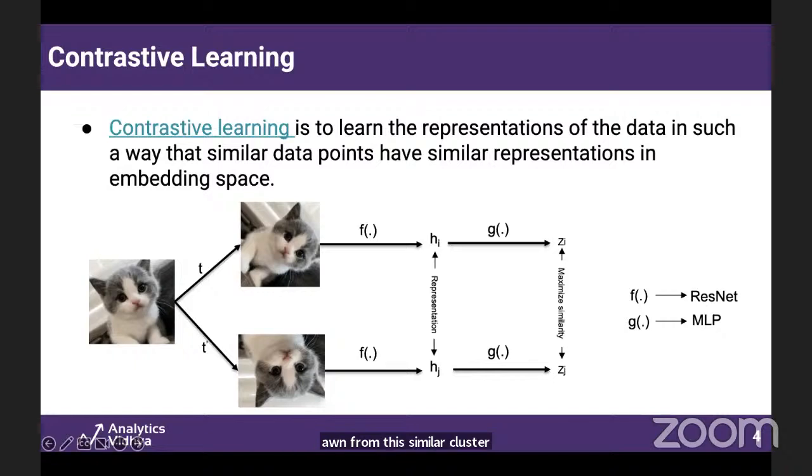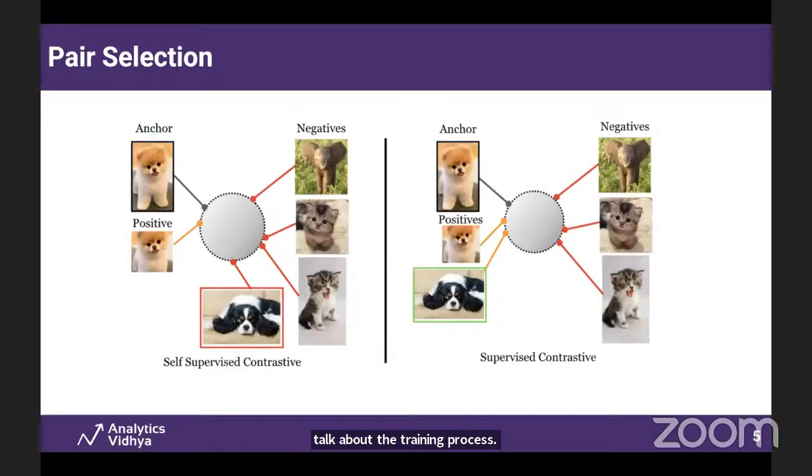As you can see, these particular images are drawn from this particular image anchor, and when you try to increase the similarity, the representations will be very similar, and the weights of ResNet and MLP will be adjusted. We will learn more about this process when I talk about the training procedure. Before going to the training procedure, we'll look at the pair selections. Pair selection is very important for us, because using pair selection, we'll be creating our training data.